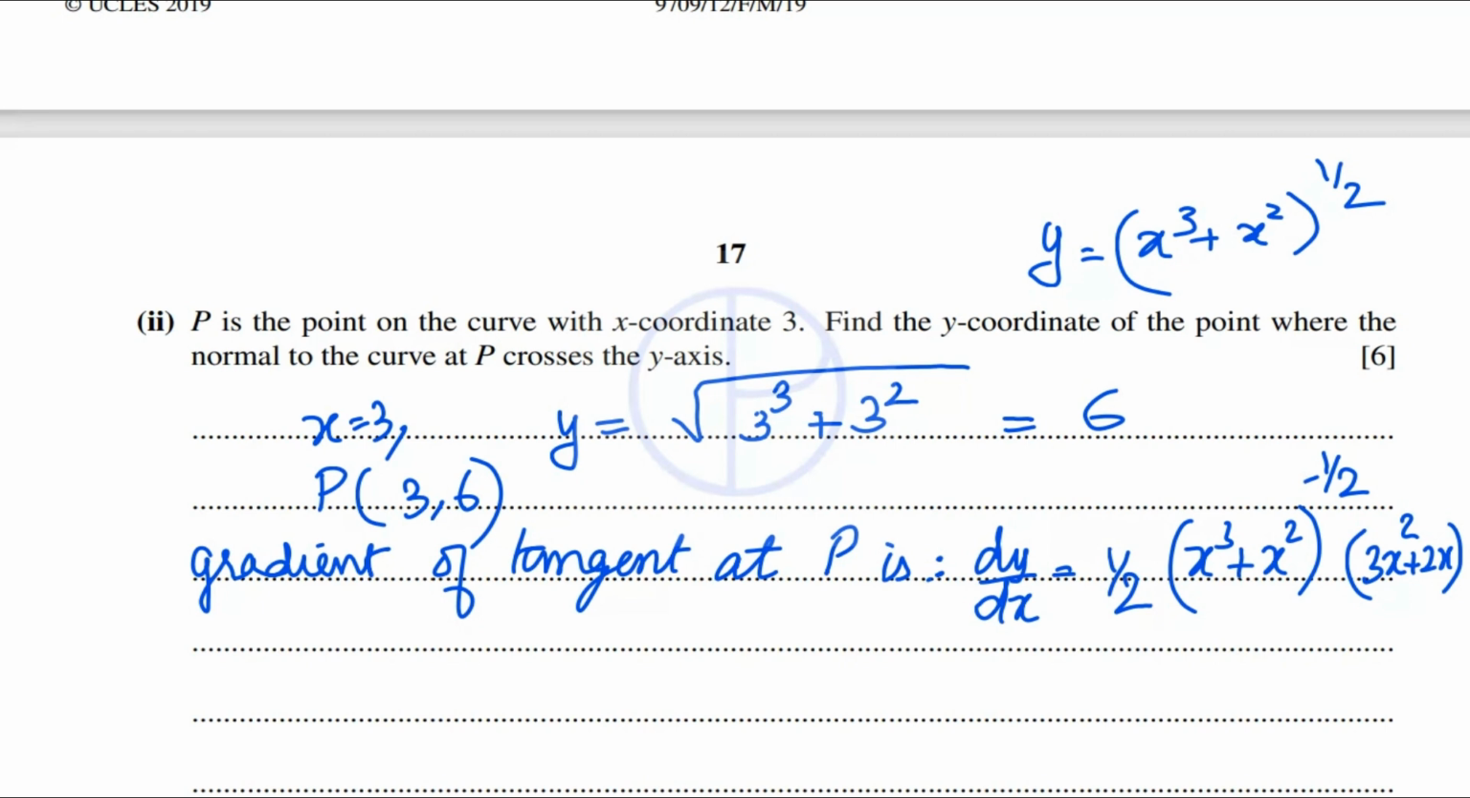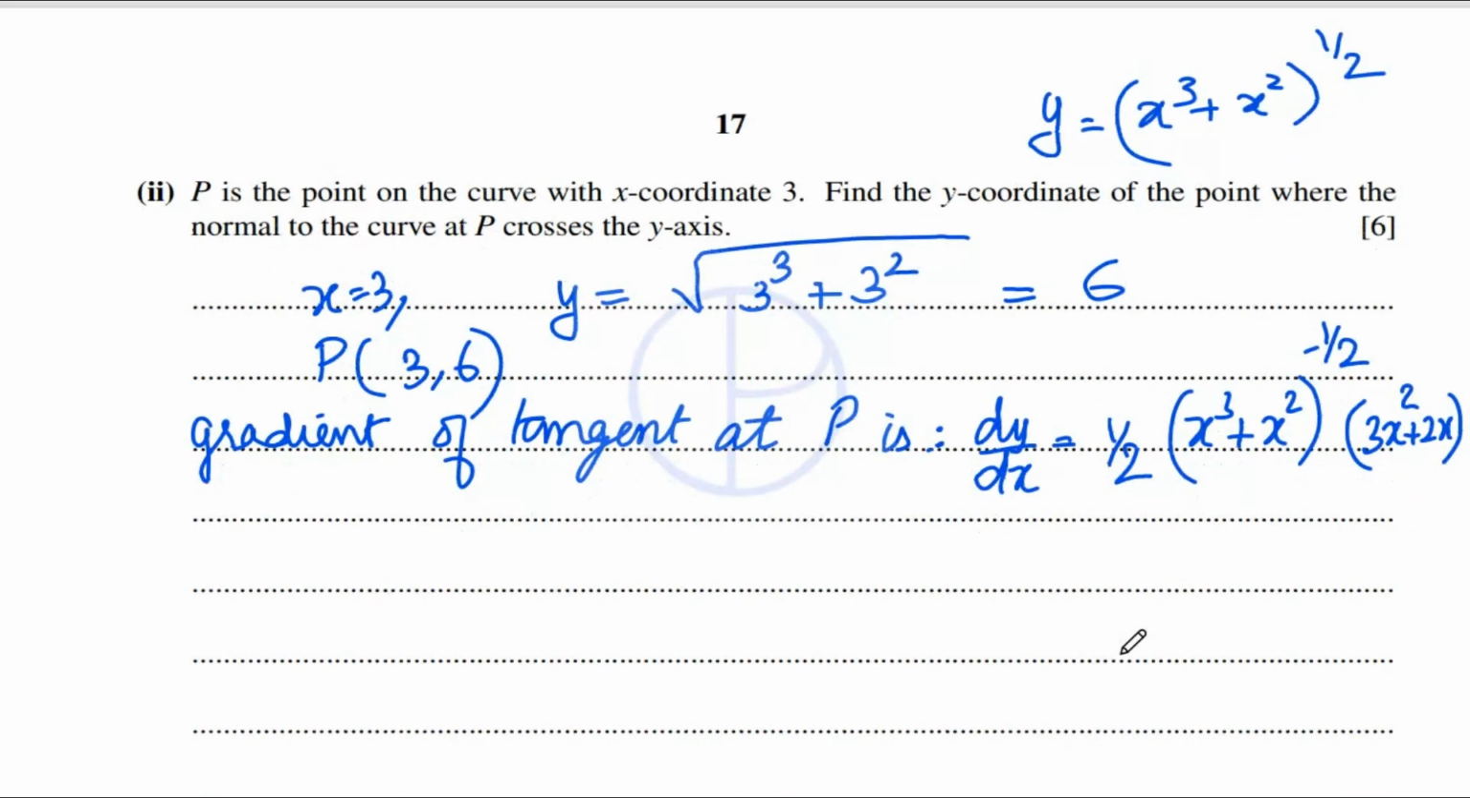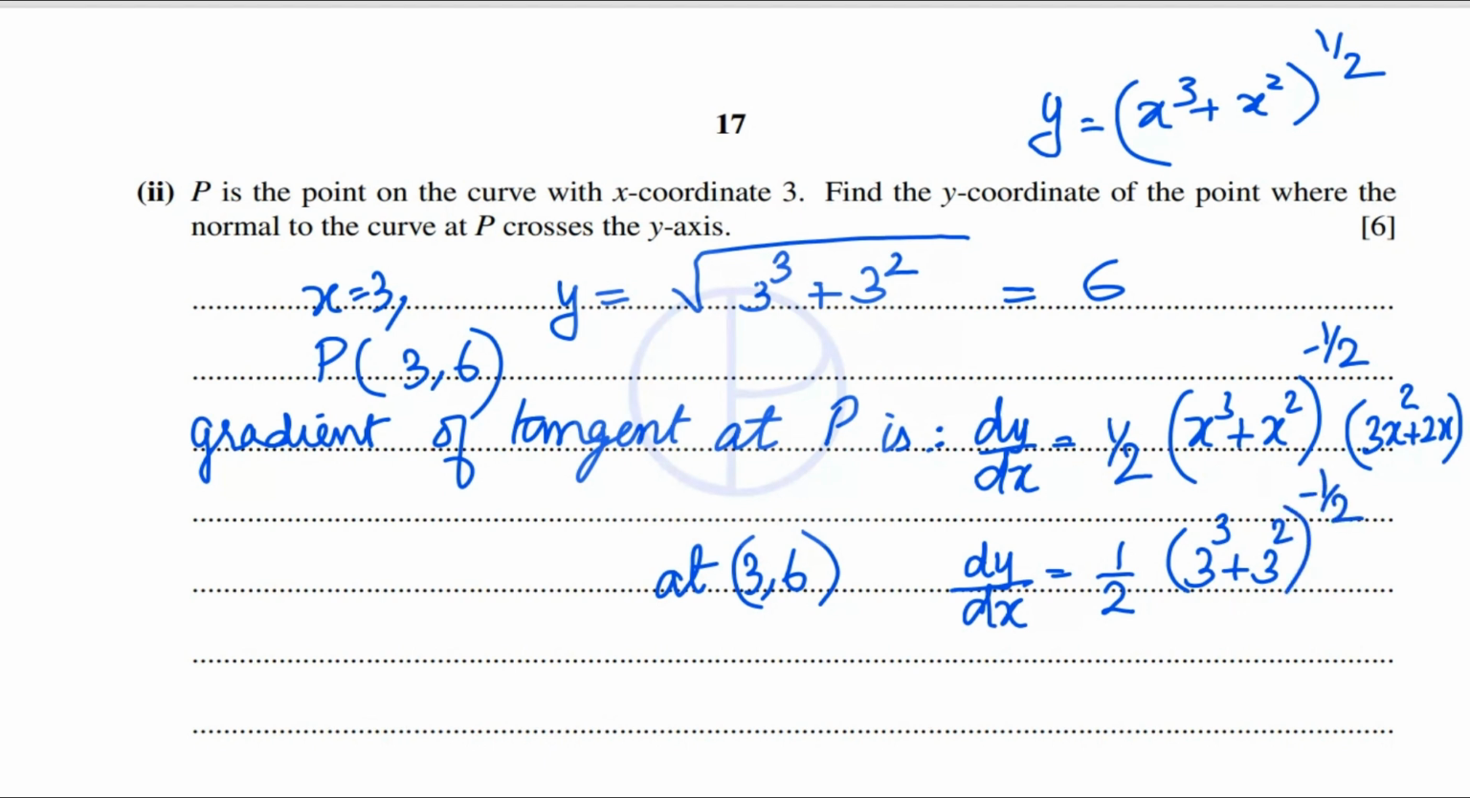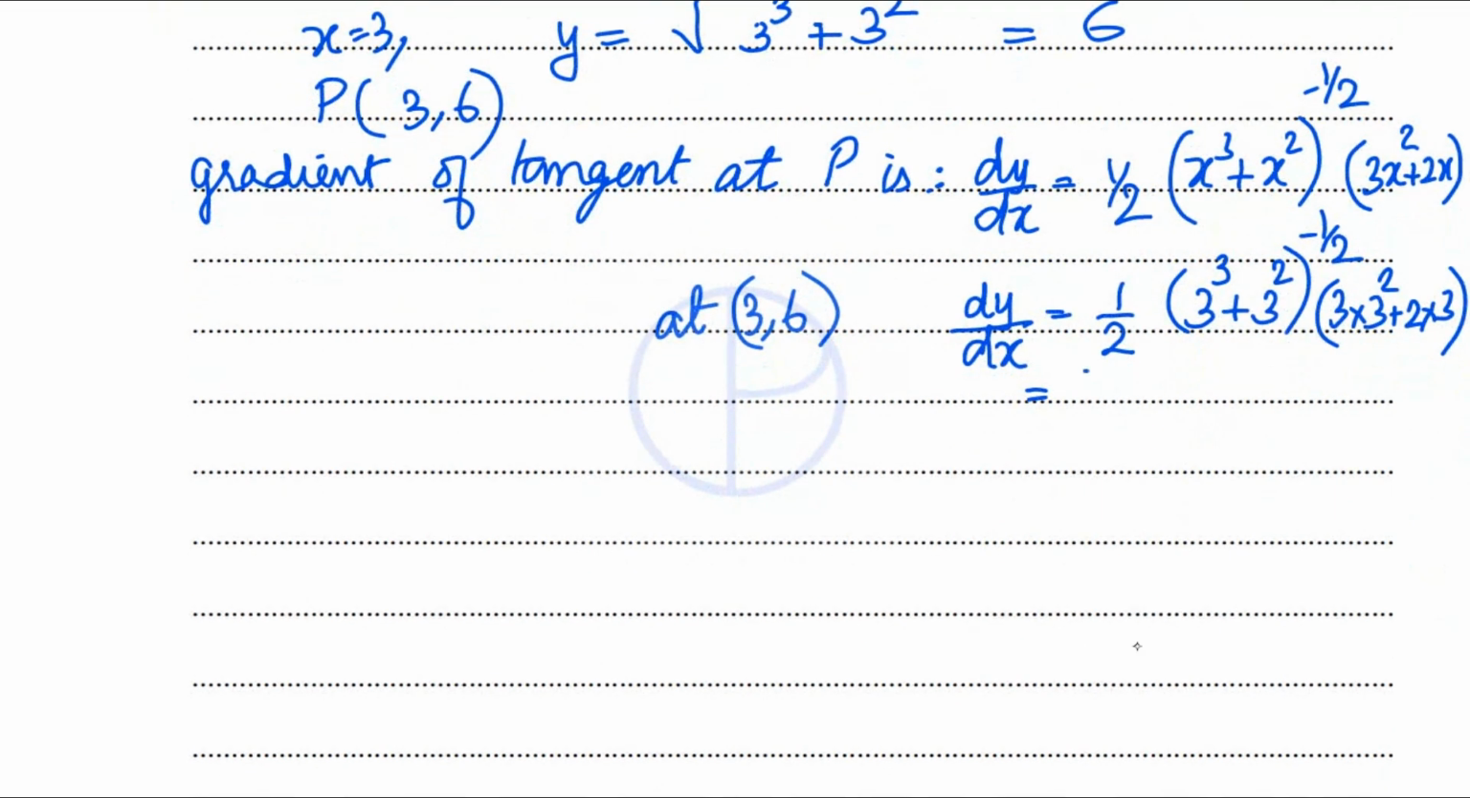Okay. So gradient of the tangent at P is dy by dx equal to 1 over 2 multiplied by 3 cube plus 3 square, the whole power negative 1 over 2, multiplied by 3 times 3 square plus 2 times 3, which is equal to 1 over 2.